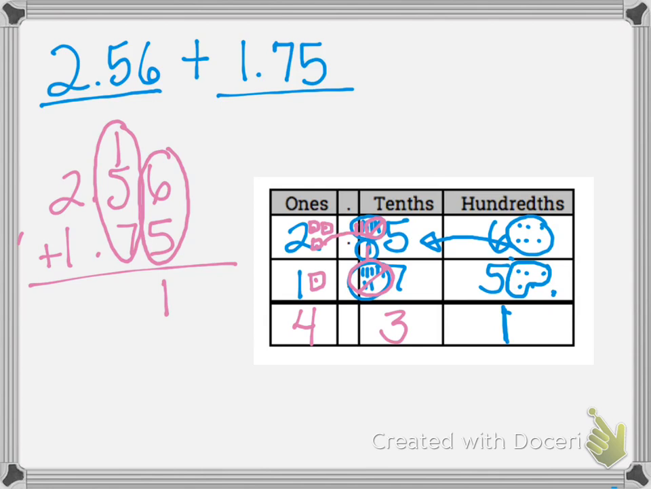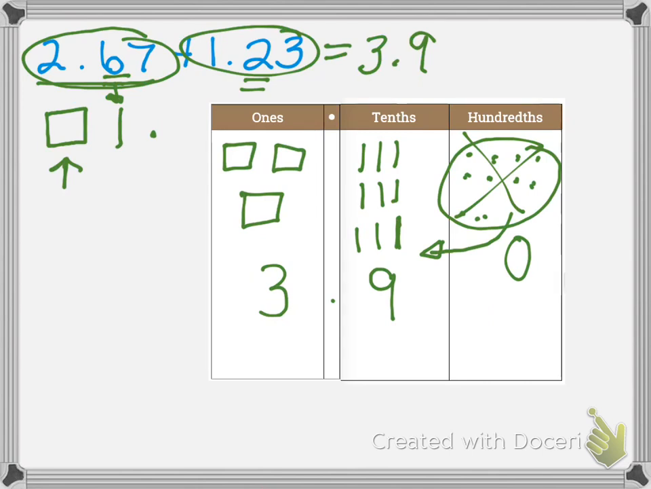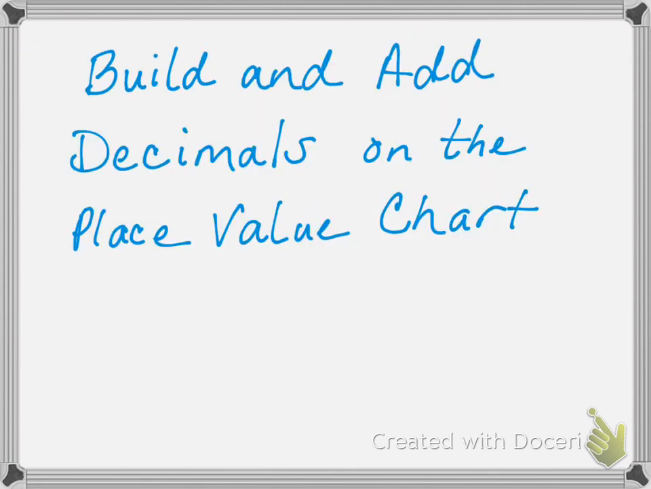So we can take 10 out of that and bundle it and turn it into a 1, but we still have the 3 left because it was 13. So we took the 10 out of the 13 and moved it over 1, right? And then we can add our 1s, which is 4. So 4 31/100 is our sum. So that is a quick tutorial on building and adding decimals on the place value chart.